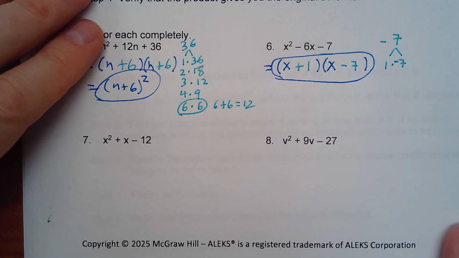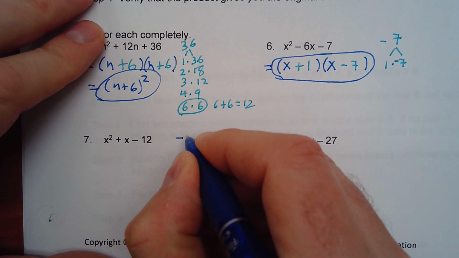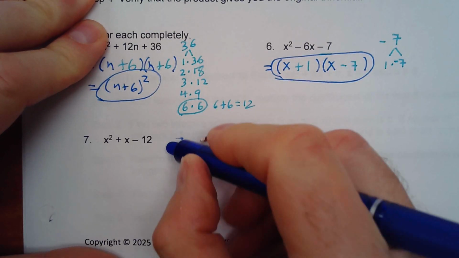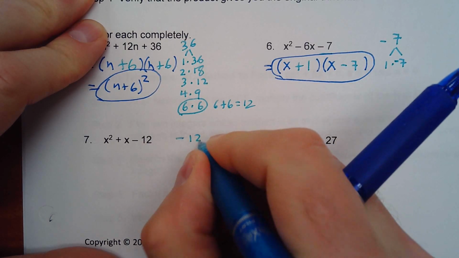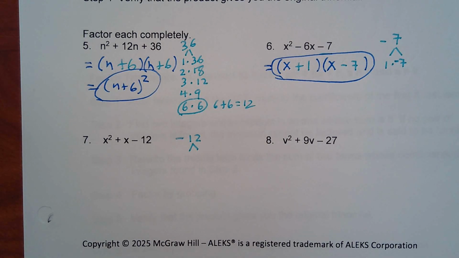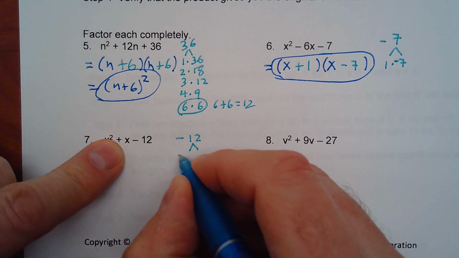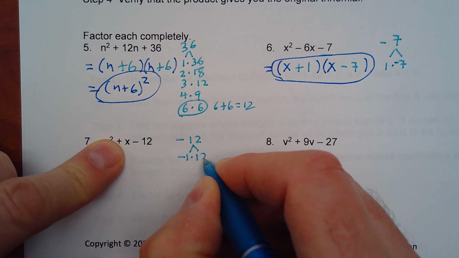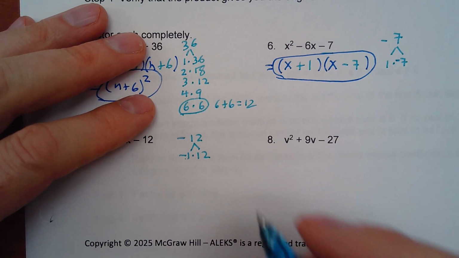All right, so let's try this next one. So my last term is -12. That means my factors are going to have opposite signs. Since my b is positive, I want the larger number to be positive. So when I do -1 times 12, I want the one to be negative. But that adds up to 11. That's not what I want.